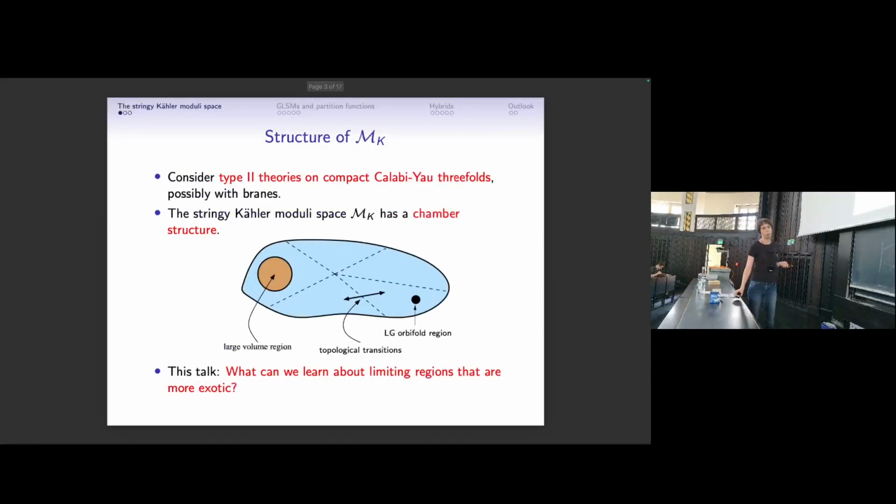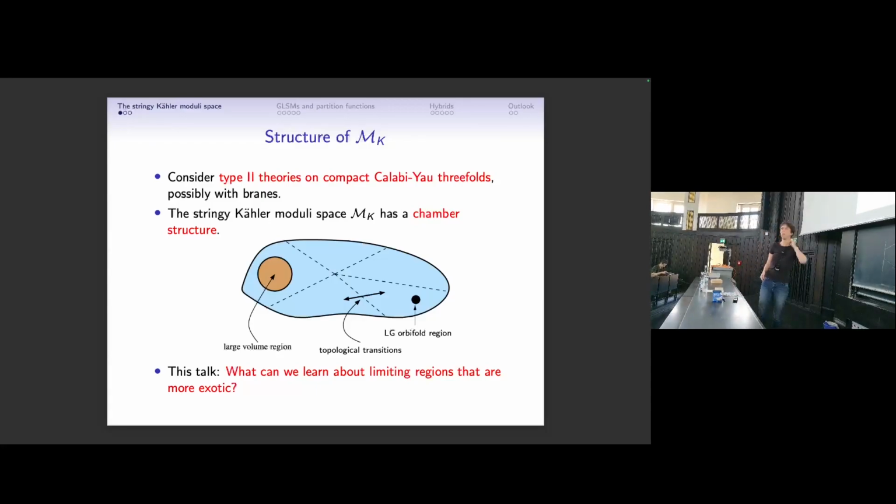All right, so the first 3 slides will be a bit of an overview of stating the problem. I guess many of you know that. So the context I'm going to be speaking about will be type 2 theory on compact Calabi-Yau threefolds, possibly with branes, where the branes will be B-branes, because I don't have really much to say about A-branes. And I will be looking at the Kähler moduli space of the Calabi-Yau.